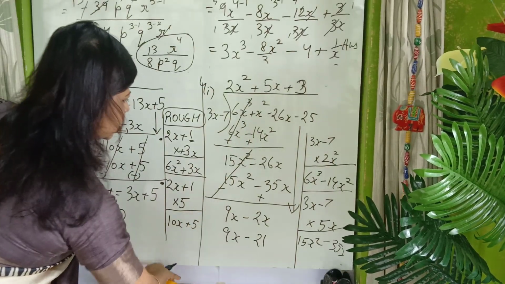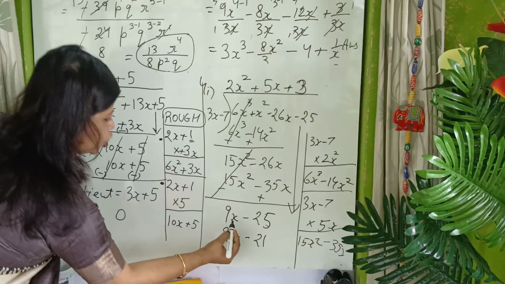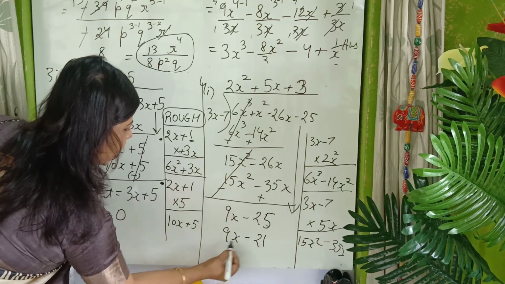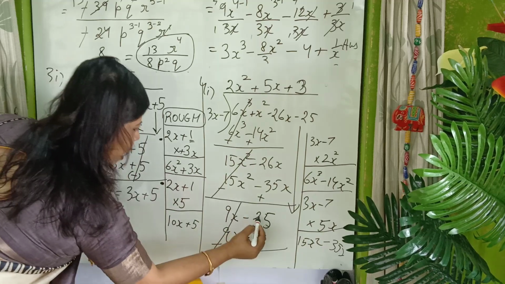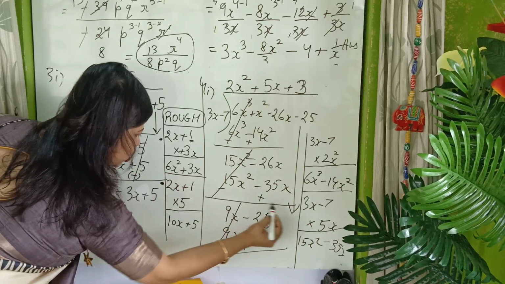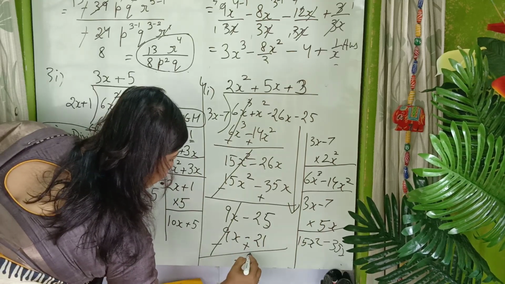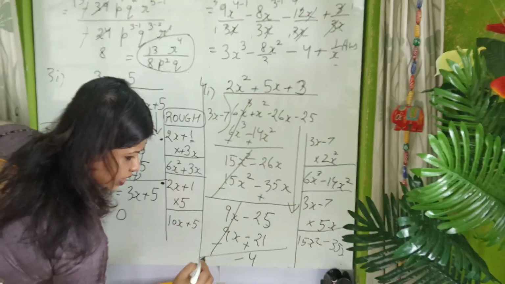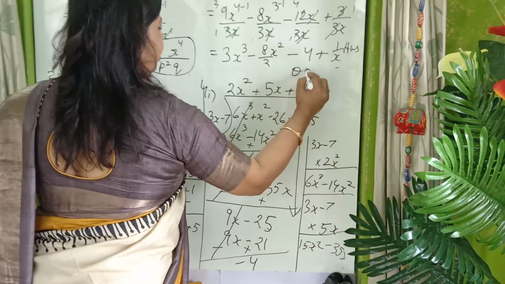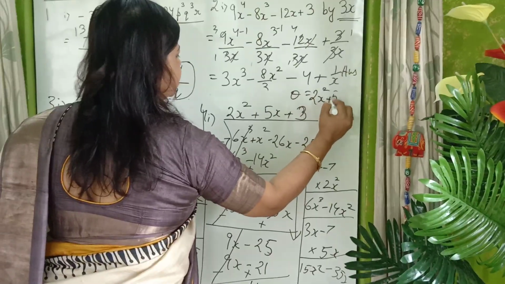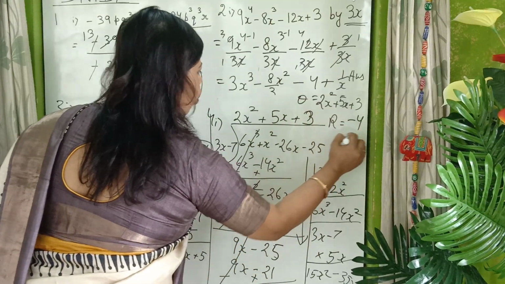9x plus it was, just a minute, this will be 25. 25 here which you are bringing down. So it was 9x minus 25. What we got? 9x minus 21. Change the sign, minus plus cancel off. Minus 21, sorry, minus 25 plus 21. So your answer will be minus 4. So your remainder is, children, your remainder here is minus 4. So write down quotient is equal to 2x square plus 5x plus 3 and your remainder is minus 4.